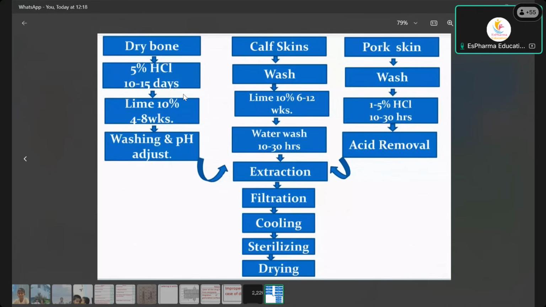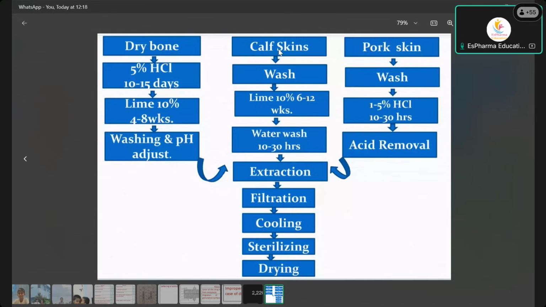Right. And after that, you have to soak it in 10% lime and store it for 4 to 8 weeks. After this 10 to 15 days and 4 to 8 weeks, you have to wash it and adjust it, followed by extraction, filtration, cooling, sterilization, and drying. Right. This is the procedure from dry bones.